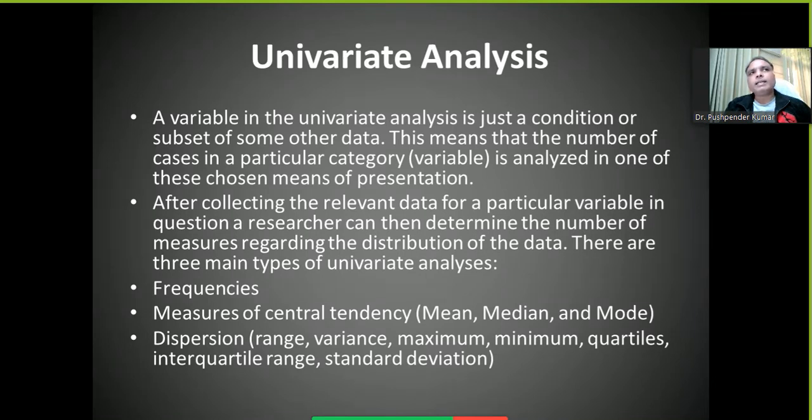Then second, we have a measure of central tendency. What is the measure of central tendency? We call it mean, median, and mode, right? So these three we can use, and we can go one more step ahead. We can see the dispersion: range, variance, maximum, minimum, quartile, interquartile, and standard deviation. So we have one variable and we can go up to these kinds of statistical tools and techniques.